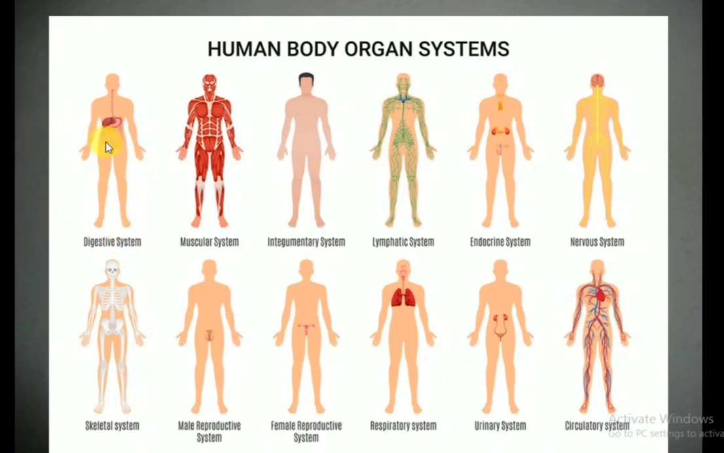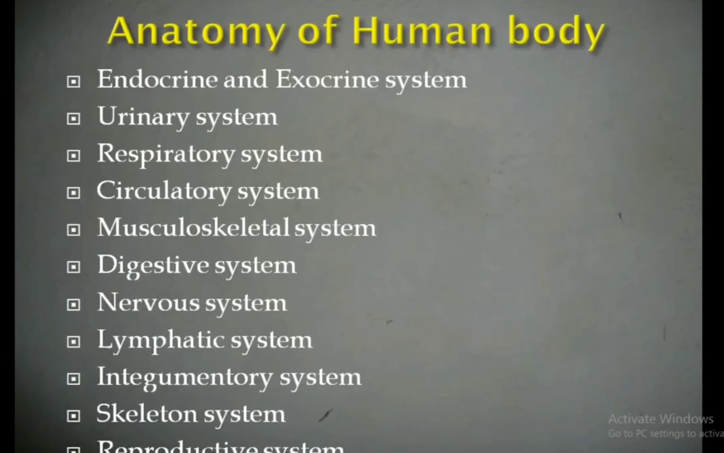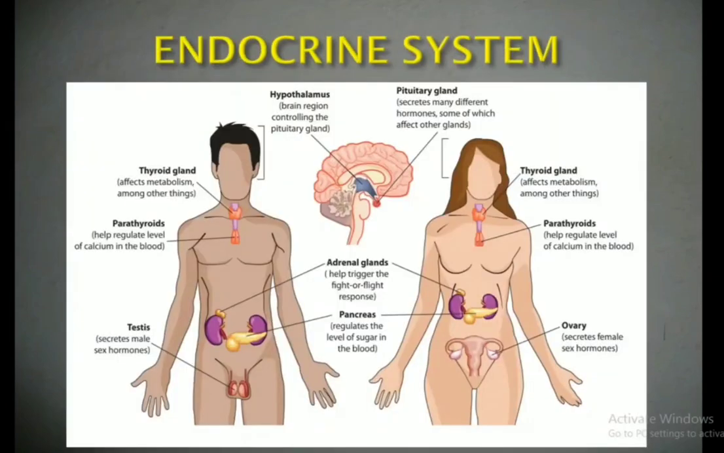One is digestive system. The colored images explain about each and every system, where it is located. Digestive system, muscular system, integumentary system, lymphatic system, endocrine system, nervous system, skeleton system, male reproductive system, female reproductive system, respiratory system, urinary system, circulatory system. So this is all about the human body organ systems. So here is the list. You can see the systems of the human body.